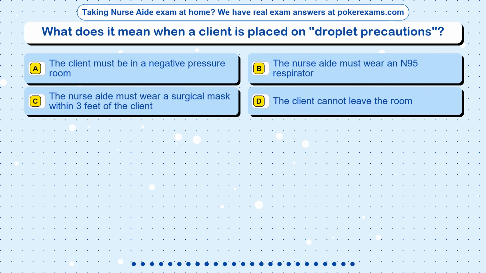Question 25. What does it mean when a client is placed on droplet precautions? Option A. The client must be in a negative pressure room. Option B. The nurse aide must wear an N95 respirator. Option C. The nurse aide must wear a surgical mask within 3 feet of the client. Option D. The client cannot leave the room.